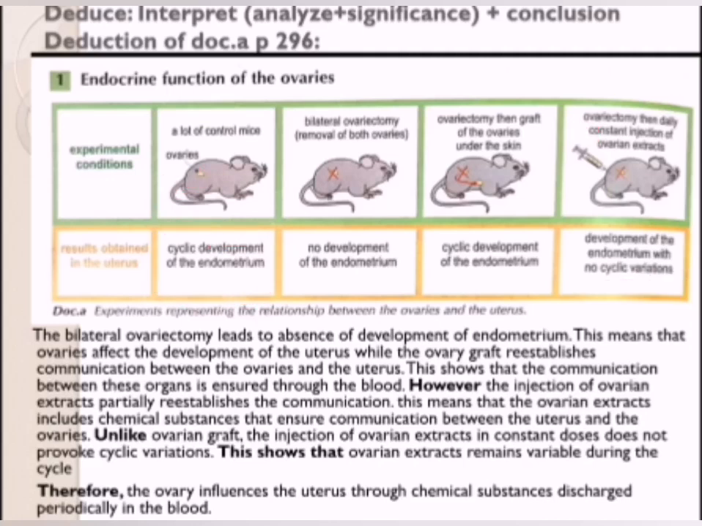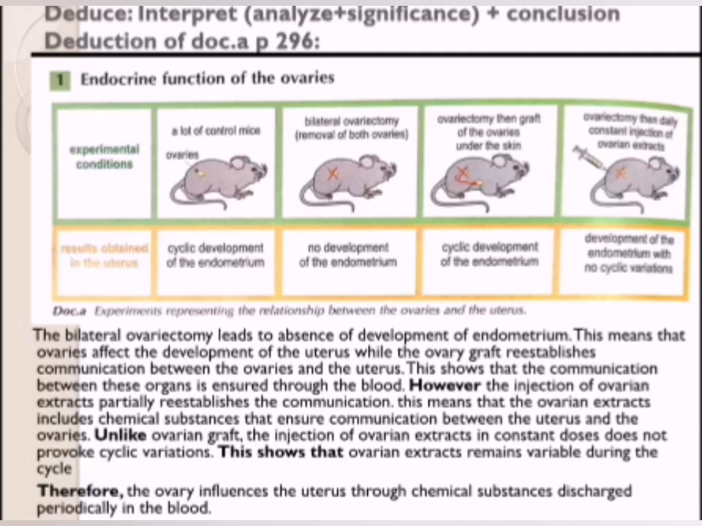Now, what's the conclusion from this document? On a new line, I can write, therefore, the ovary influences the uterus through chemical substances discharged periodically in blood. How did I know chemical substance? From experiment 3 and from experiment 4, because in experiment 4 after the injection of ovarian extract there is endometrial development.